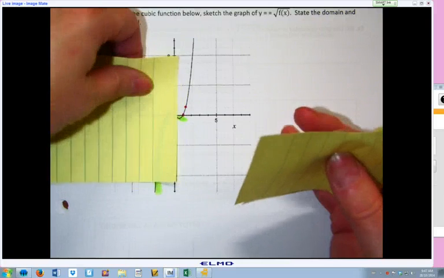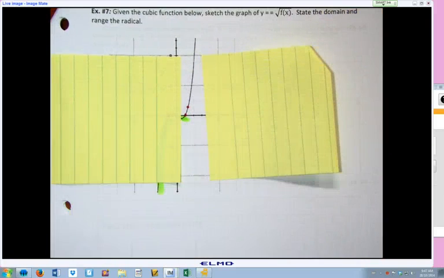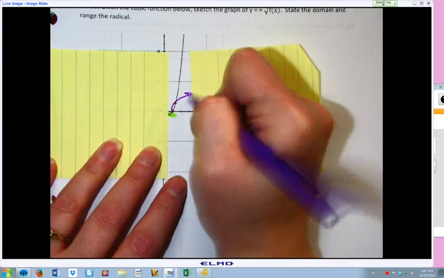Okay, let's look at this section. Well, we've seen this before. Where did we see something that looked like this? With the positive parabola. And how did we do the square root of the positive parabola? Yes, swoop to the right. There you go.